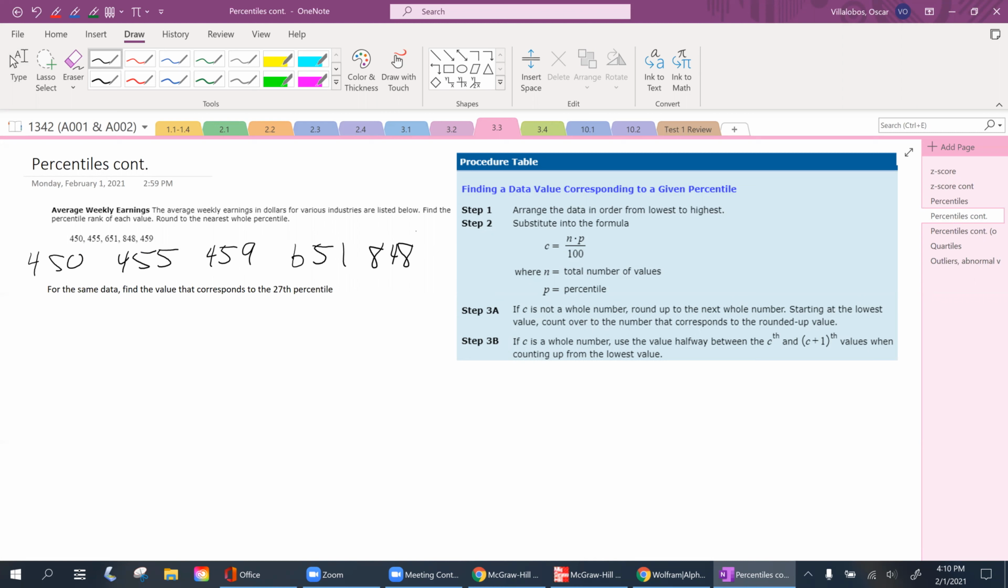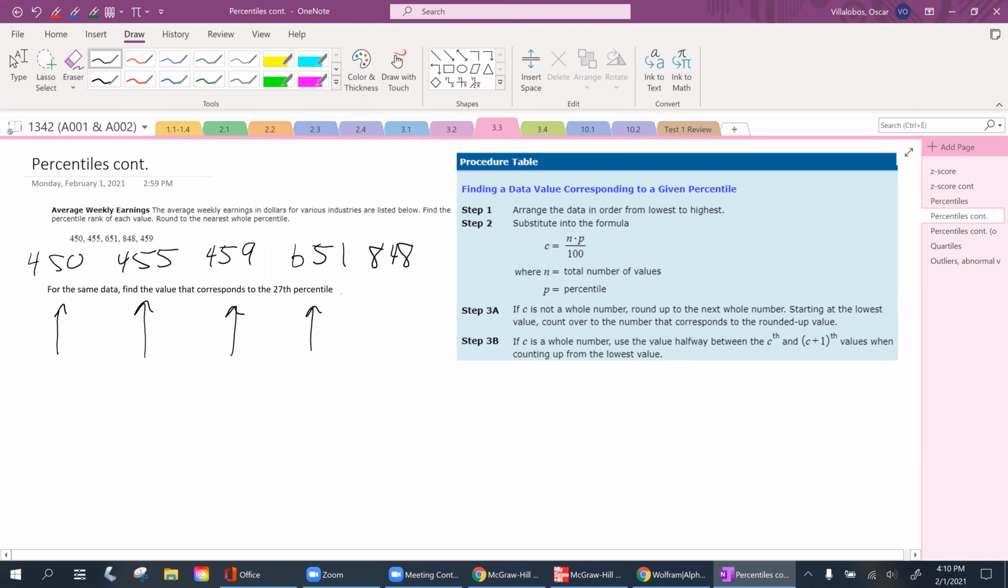And the formula for that is going to be C, where C is the value we're looking for. So if your C equals 1, it's going to be this. If your C equals 2, it's going to be this one. If your C equals 3, it's going to be this one.